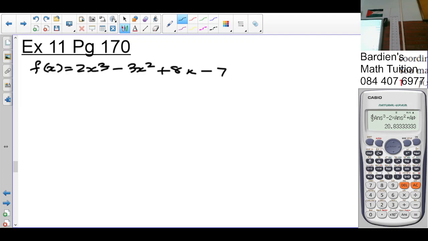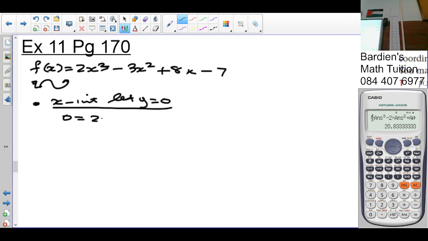What's the first thing we need to do? The shape of the graph. The graph is going up and down, not so? Secondly, x-intercept. What do you do for x-intercept? Let y equal to 0. So you got 0 is equal to 2x cubed minus 3x squared plus 8x minus 7.